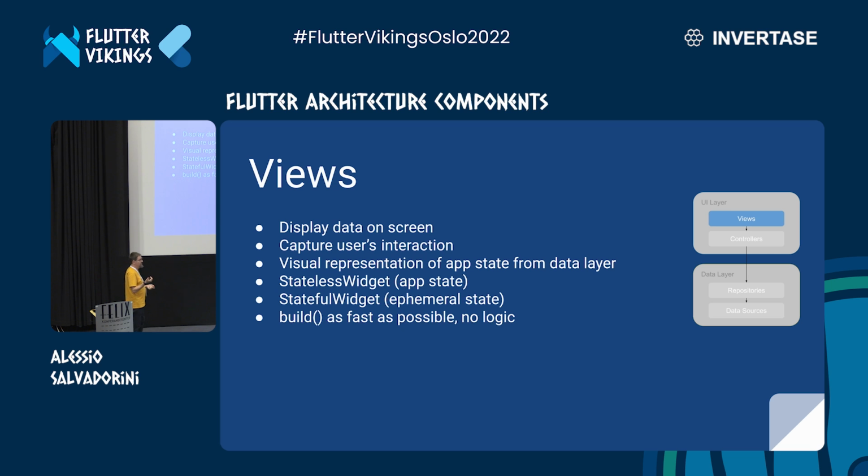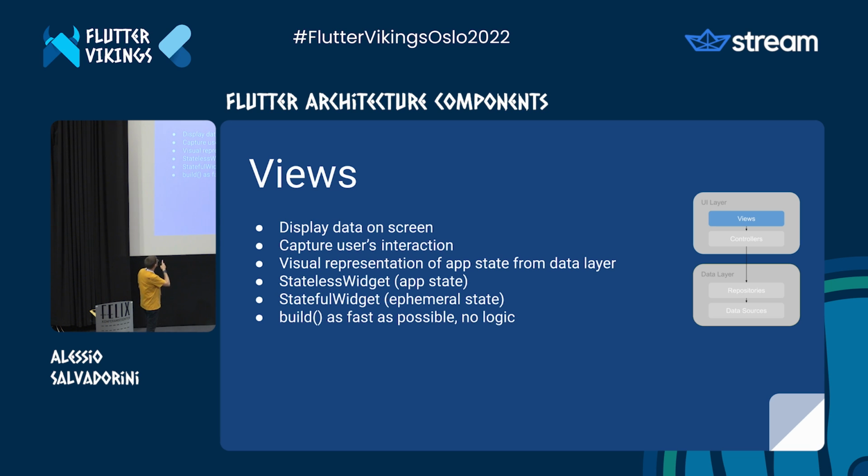The purpose of the views is mainly 2 purposes. One, you want to display the data on the screen. So whatever is in your data layer, you want to represent it on the screen. And then you want to capture the user interaction when the user clicks the UI. So we can say that it's a visual representation of the app state from the data layer directly.